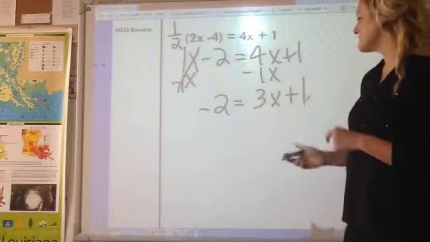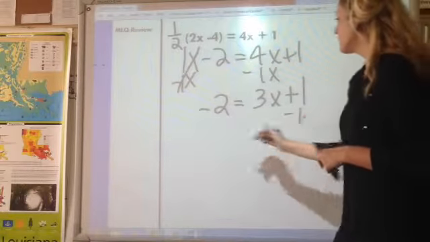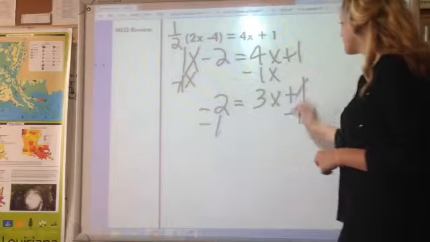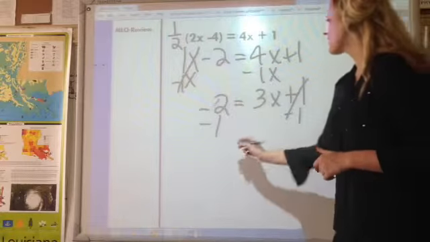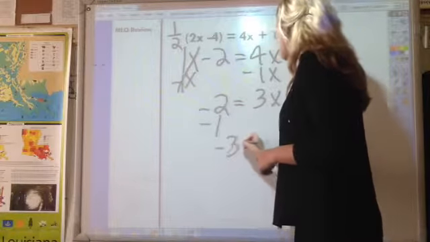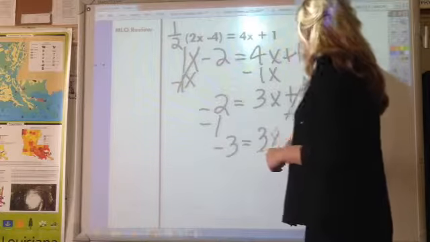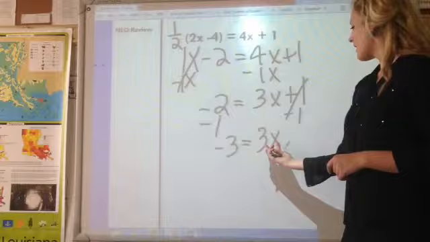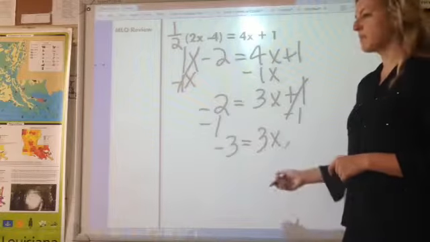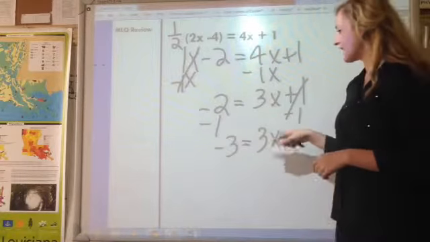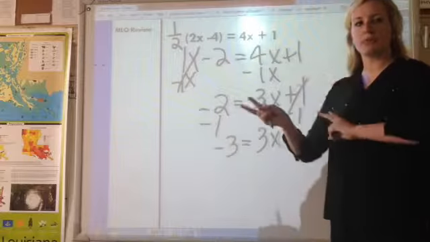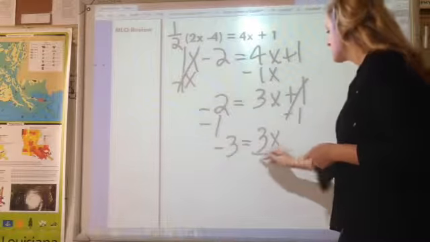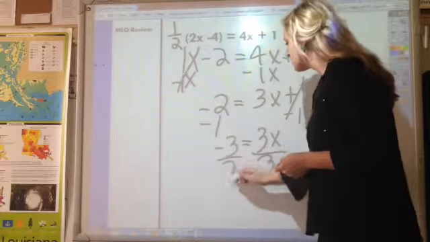X is still not isolated, so I'm going to subtract 1 from both sides. My 1's will cancel out. -2 minus 1 is going to leave me with -3 equals 3x. X is still not isolated, so I know that these two numbers are squished together by multiplication. So in order to get x isolated, I need to do the inverse operation of multiplication, which is division. So I'm going to divide both sides by 3.